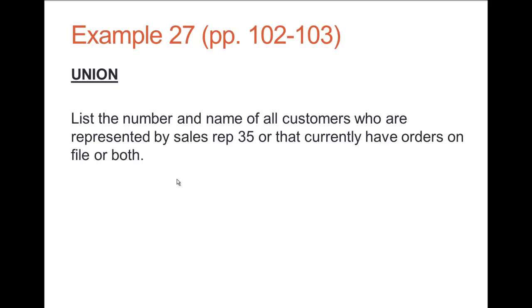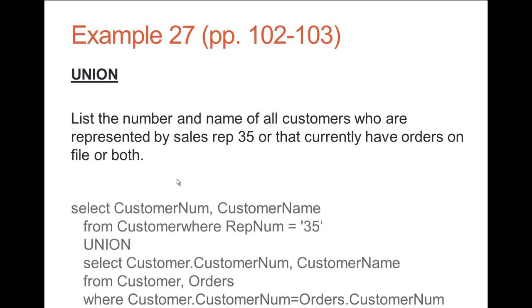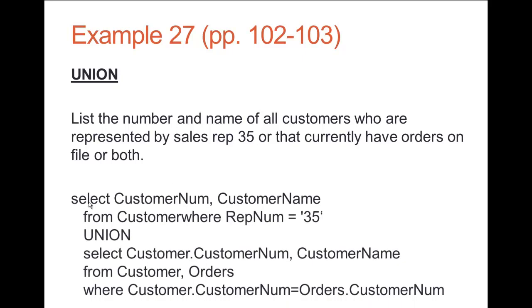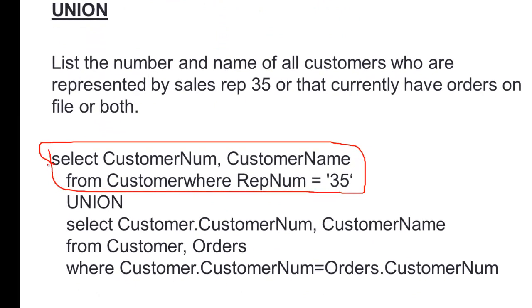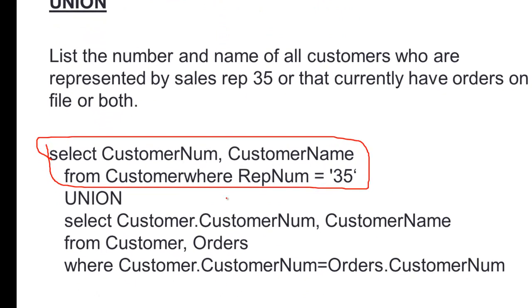Okay, so these 2, everybody who's represented by 35, everybody who has orders on file, are 2 completely different ways to get to that. So here's my everybody who has representative 35. That's shown to me here. And then over here in the next set, I have everybody.